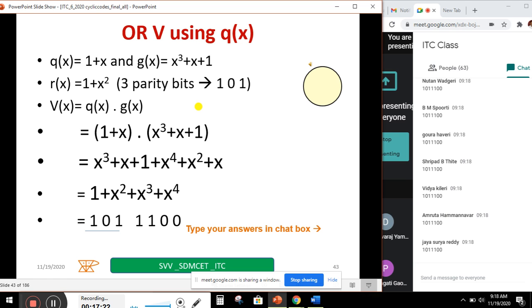Jay Surya, Amrita H and Shilpa S got the same answer. And now let us go to the next.